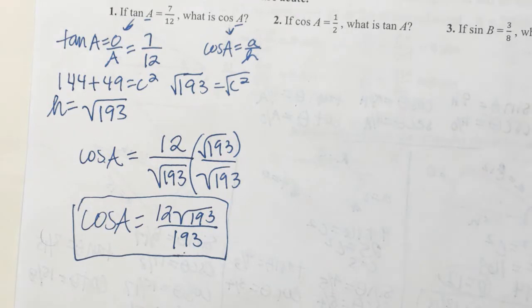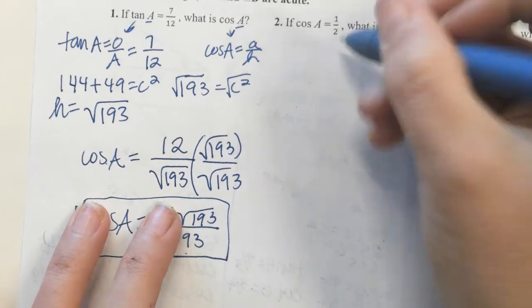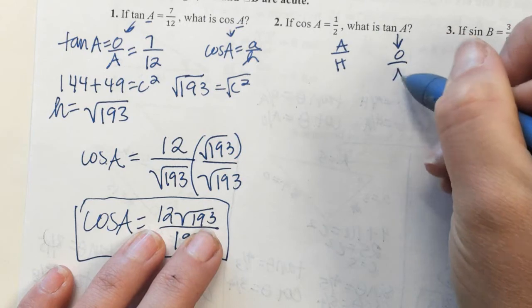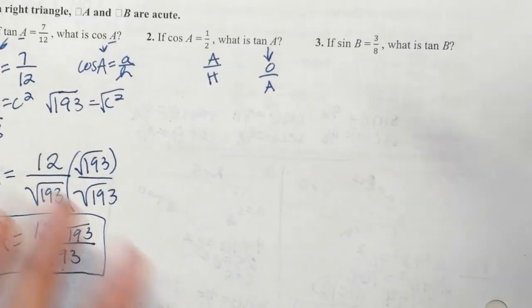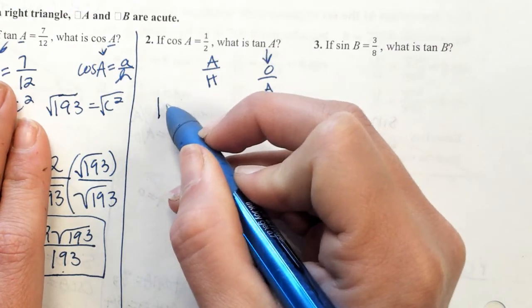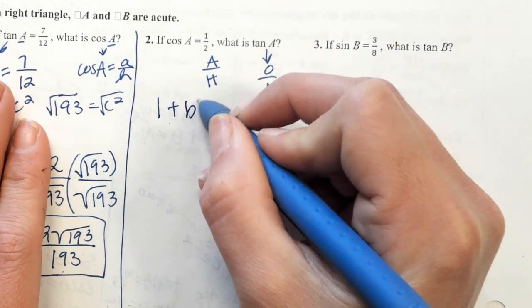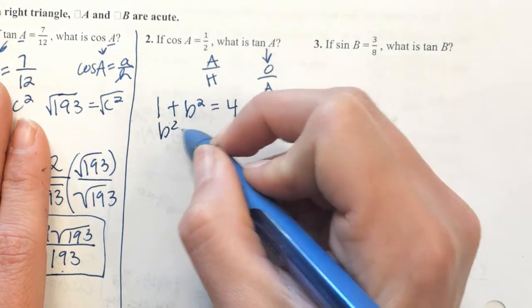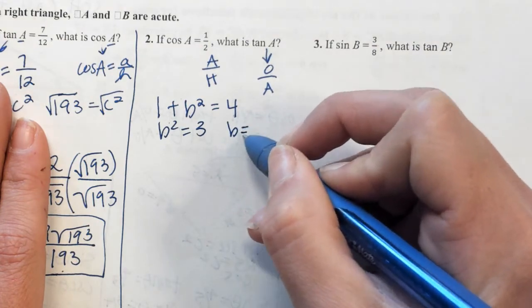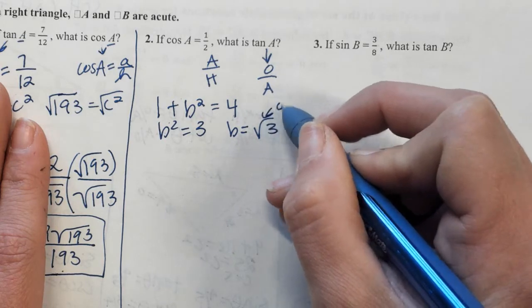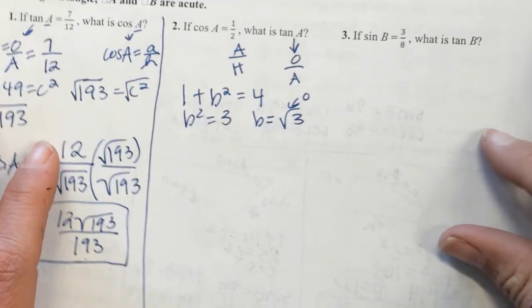Cosine is blank over blank? Good. Okay, so what do we need? What is tangent? What do we need for that? So we need to find our what here? Good. Tell me how to set that up. Which is 1, right? Plus equals. Very good. How do I solve for b? Subtract 1, take the square root, so b equals, and that's our what that we just found? Very good. Questions about that part?